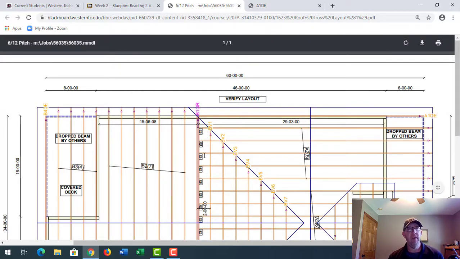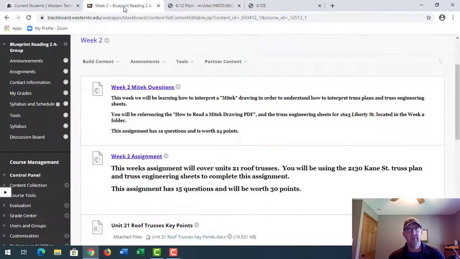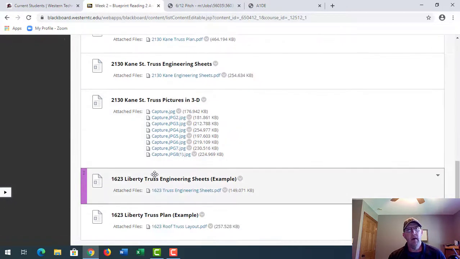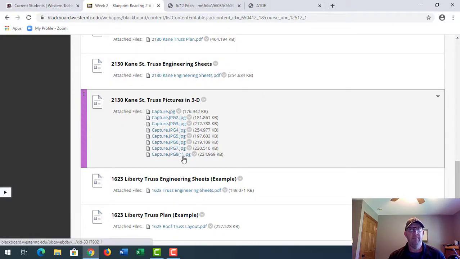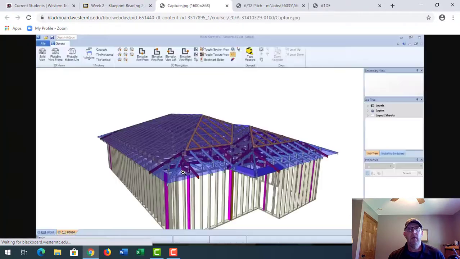We will look for any other information that's important, but you're going to simply take any truss plan and you're going to use it basically the same way. You're going to be looking at the layout and you're going to be looking at the truss engineered drawings, okay? Now, for your assignment, guys, when you're looking at 2130 Kane Street, I'm just going to go into that. I've included some 3D pictures here, so I just wanted to show you kind of what we're dealing with here.